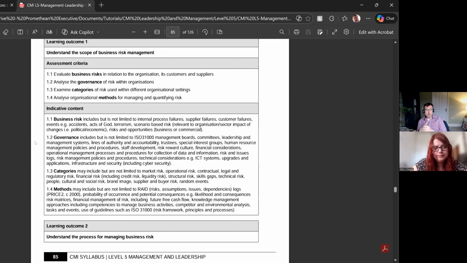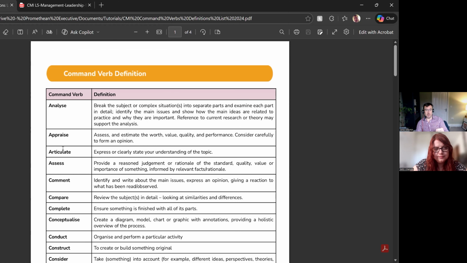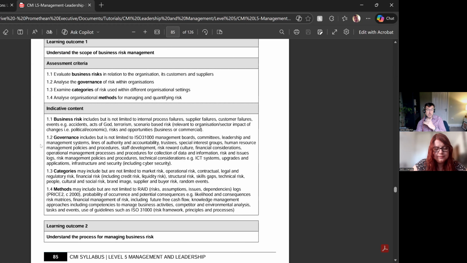I think it'd be useful again to bring this into your lived experience, look at your own organization and what it does in methods for managing and quantifying risk, and maybe bring those in here. But your job is not just to list the different methods, but to analyze them as well. So to analyze, again, just reminders, it's breaking into separate parts, examining those things in detail, look at the main issues, reference any current research or theories along the way as we can. So don't just list the methods, but analyze them is the key thing here.